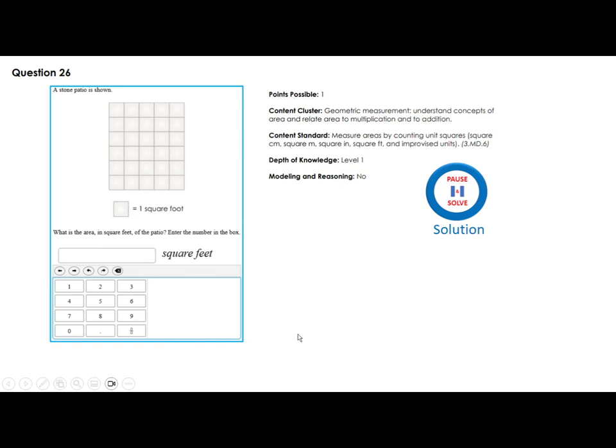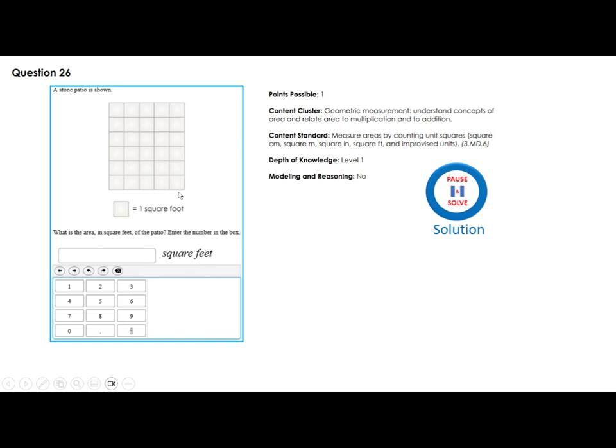A stone patio is shown. What is the area in square feet of the patio? Enter the number in the box. Now you can count them if you want. 1, 2, 3, 4, 5, 6, 7, 8, 9, 10, 11, 12, 13, 14, 15, 16, 17, 18, 19, 20, 21, 22, 23, 24, 25, 26, 27, 28, 29, 30.